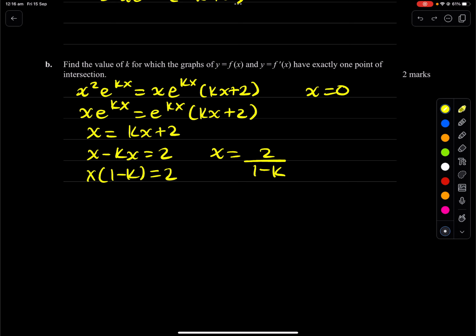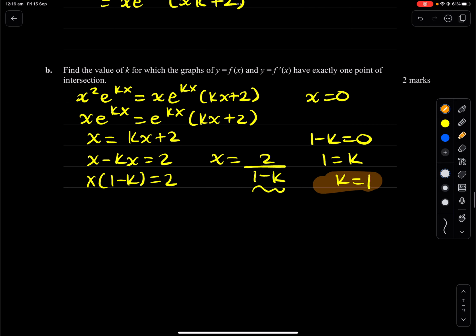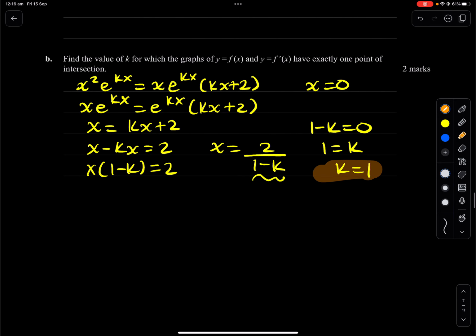So for this thing to not exist, we want the denominator to be equal to 0. Because, by the way, we should know that the denominator should never equal 0. But we want the denominator to equal 0 so that we don't have any solution. So 1 minus k must equal 0. So 1 equals k. So k, therefore, is 1. That's your answer. Yeah, it just says find the value. So 1 value.